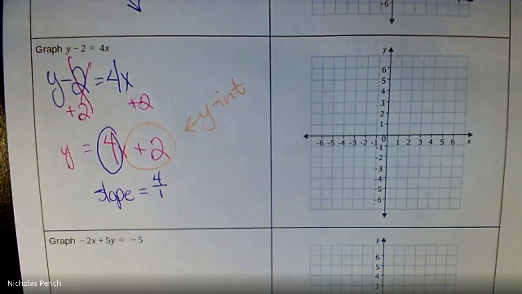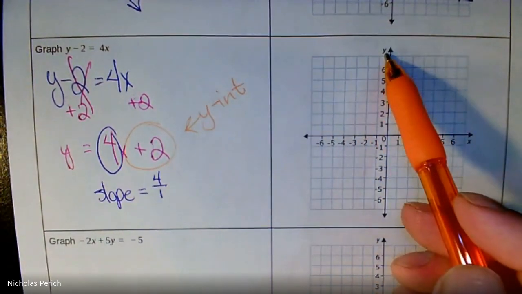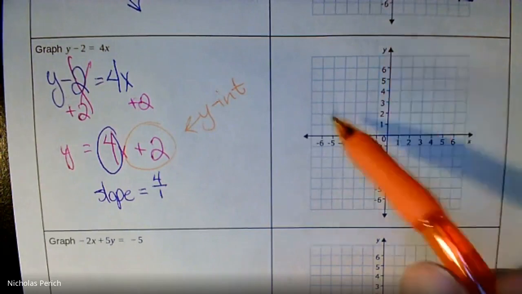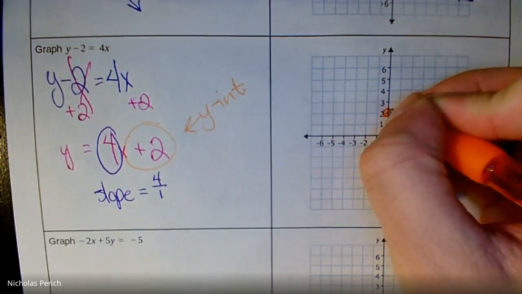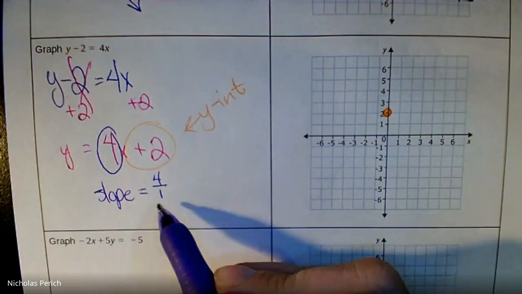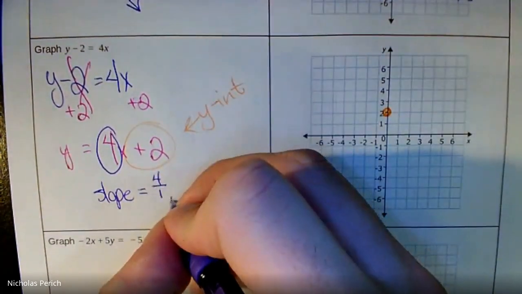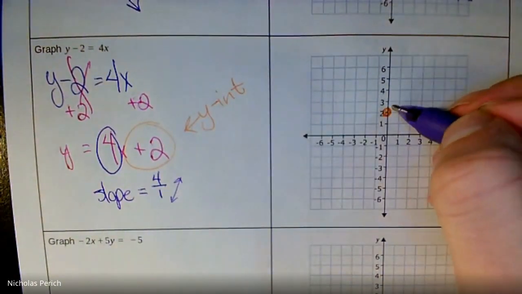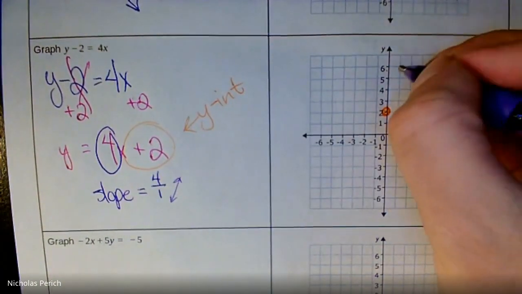You always start out by graphing the y-intercept. So you go to your y-axis, there it is, and put a dot at 2, which is the y-intercept. Now I go to my slope, and I use that slope to make more dots. So 4 over 1 is positive, which means up and to the right. So I go up 1, 2, 3, 4, right 1, put a dot.